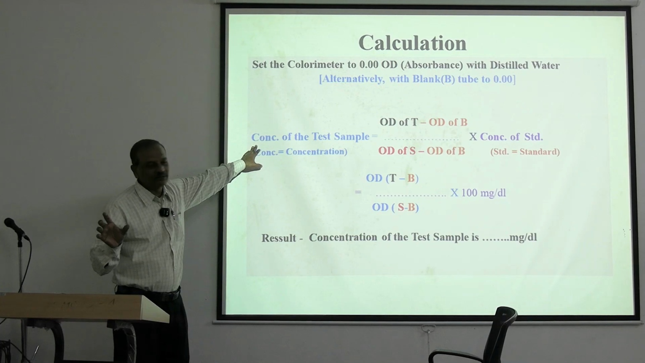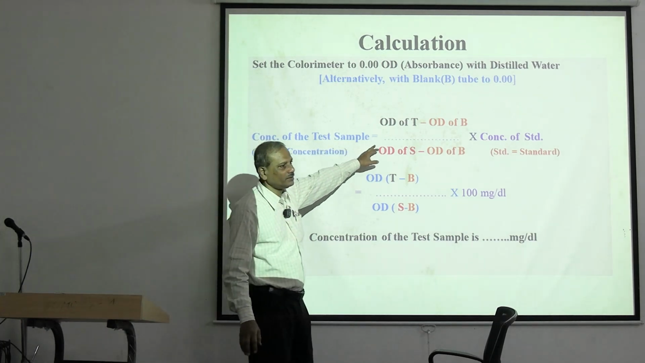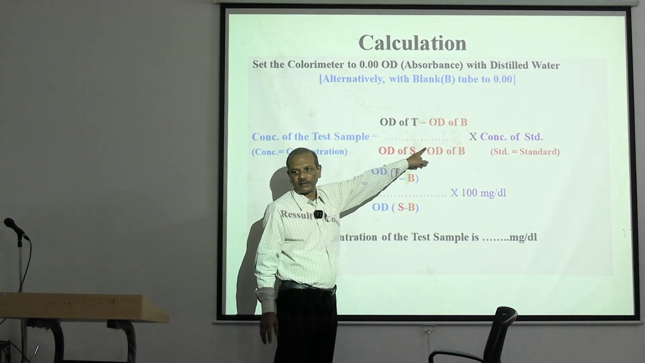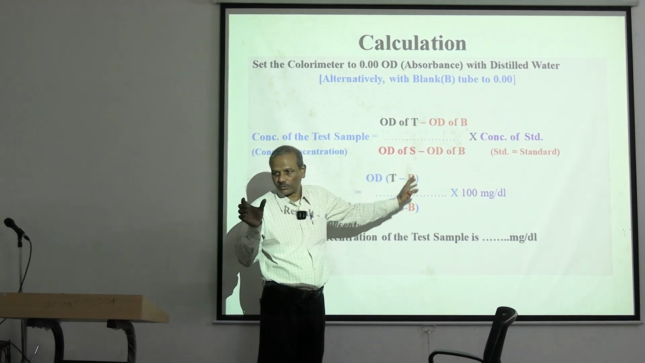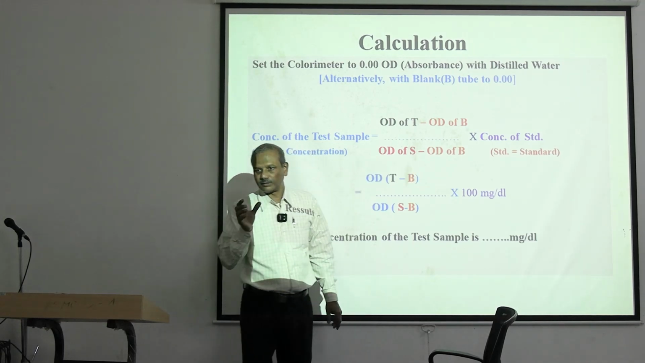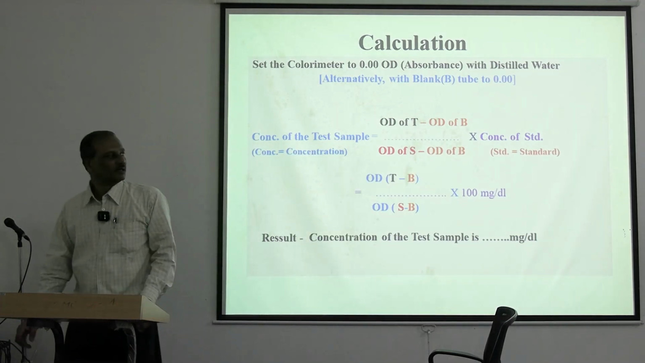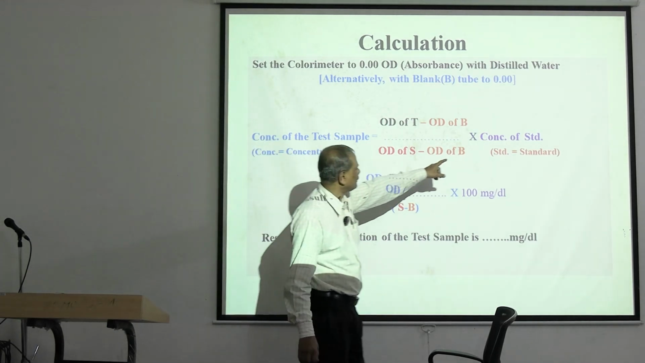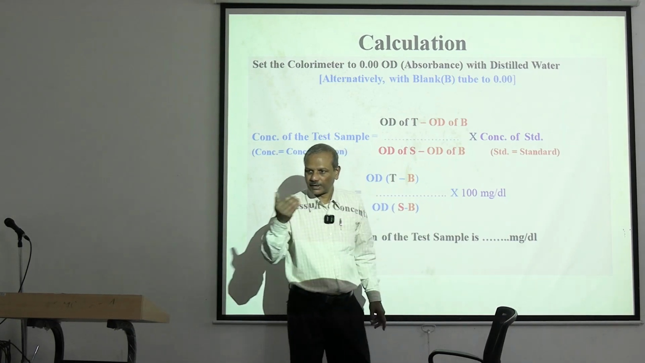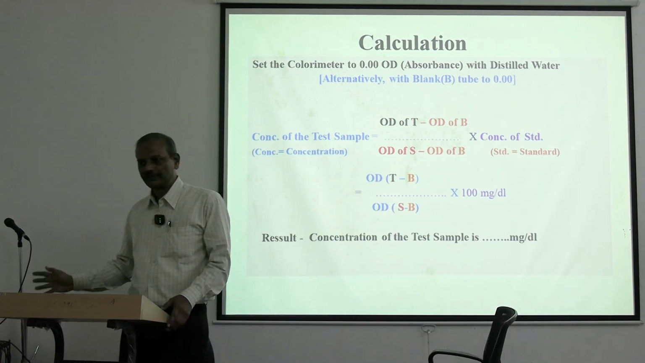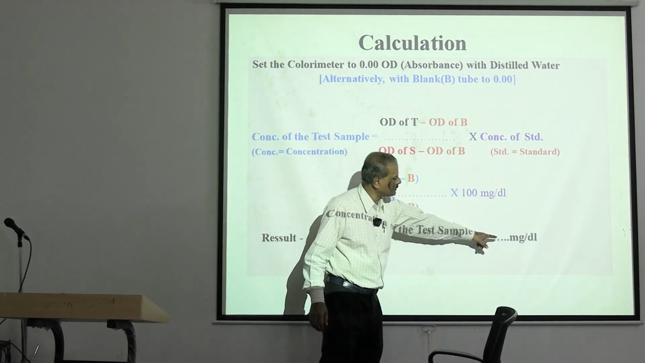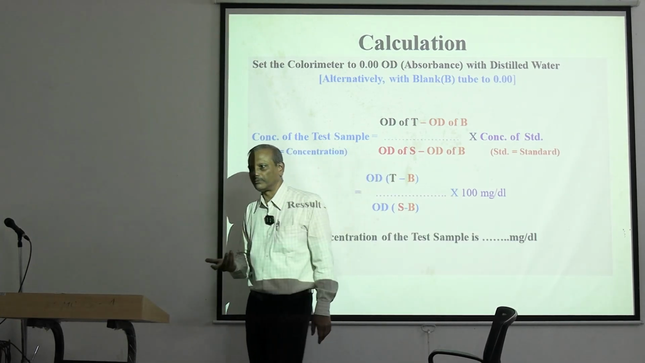That is your target. So that you measure by OD of T, one reading for T, one for B. So OD of T minus OD of B will give you the actual OD of T. Similarly, OD of S minus OD of B will give the actual OD of S, the standard, and the concentration of the standard. Here the concentration of standard is 100 milligram. It can be 50, 100, 500, 400, whatever it is. You multiply with this factor. Since this is in milligram per deciliter, you will get the actual expression in milligram per deciliter.